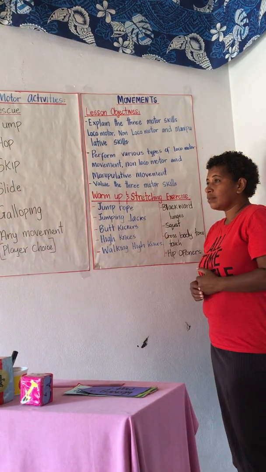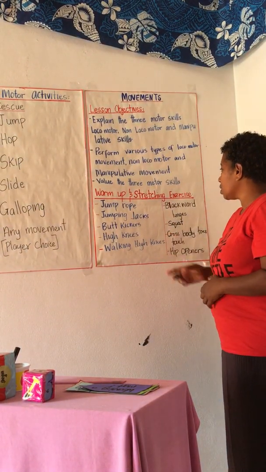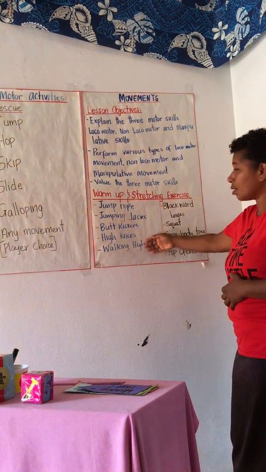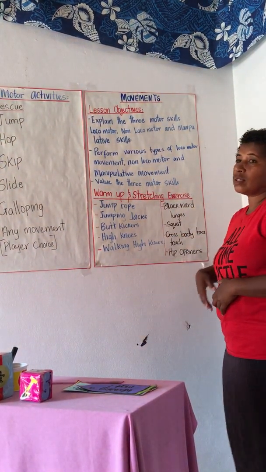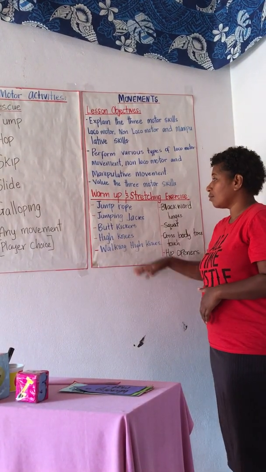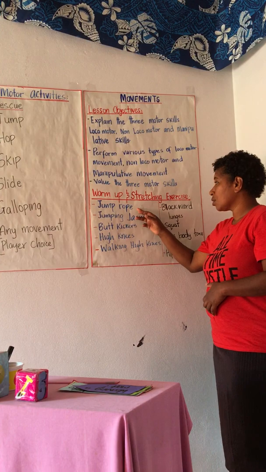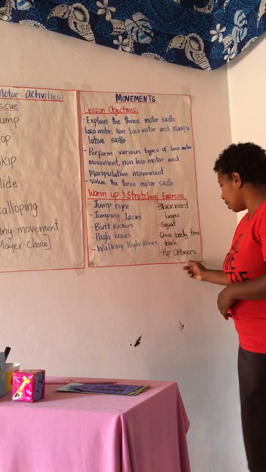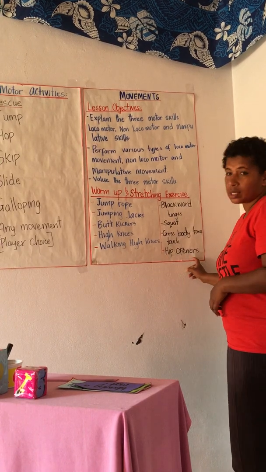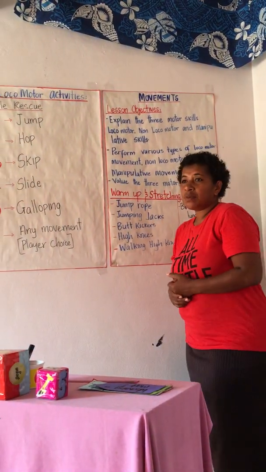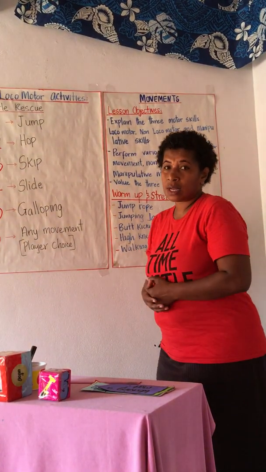The warm-up activities, they are going to do a warm-up stretching exercise. So these are the activities that they are going to do. I'm going to demonstrate, and then they are going to stand in their line and follow the demonstration. So for the warm-up exercise, they will begin with jumping rope and end up with a stretching exercise, which is a hip opener.